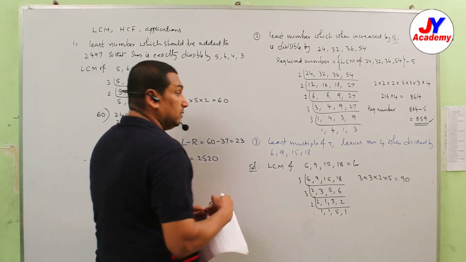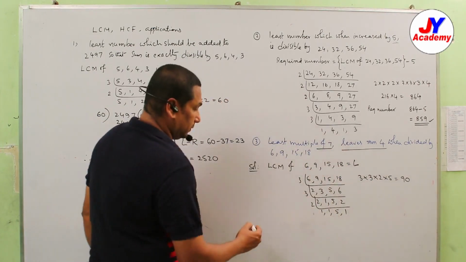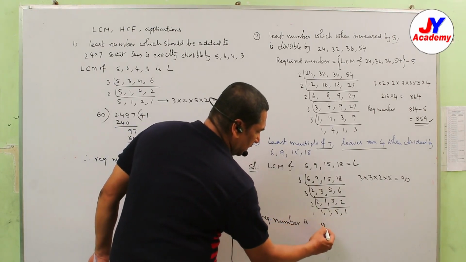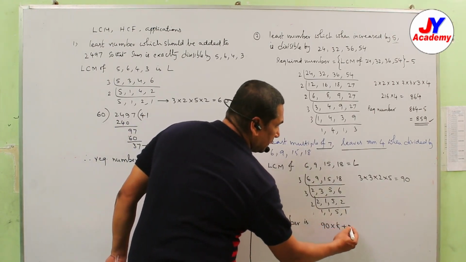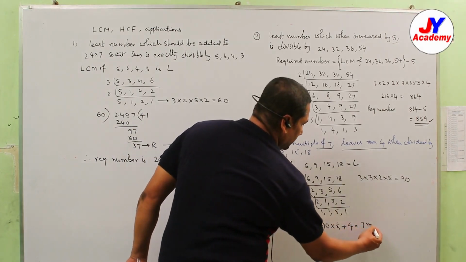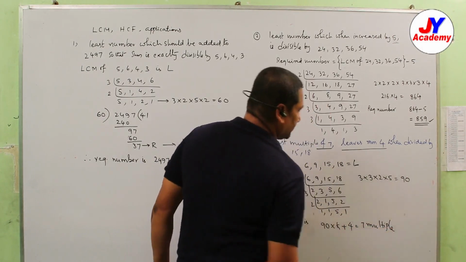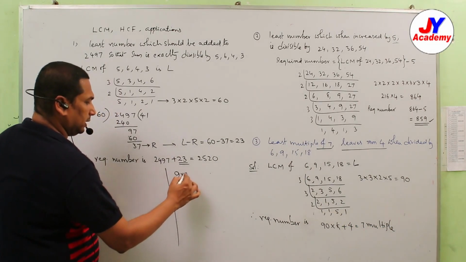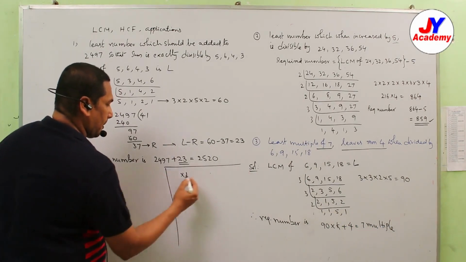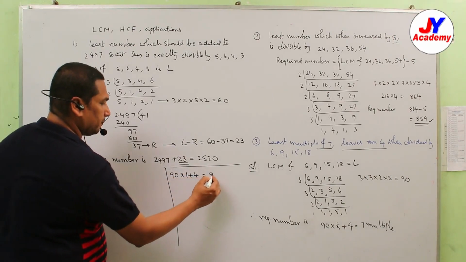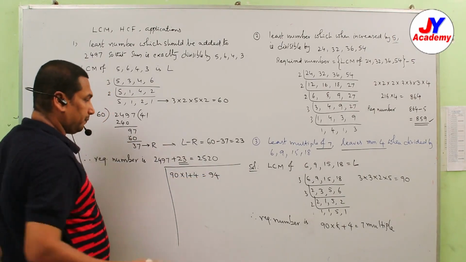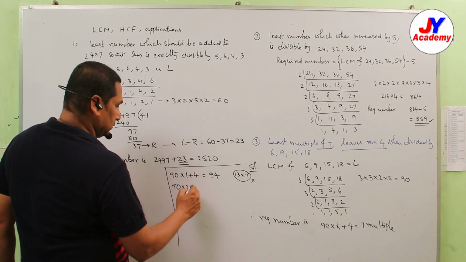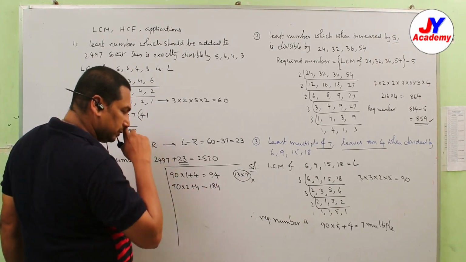But here it leaves remainder 4 and it should be a multiple of 7. So therefore the required number is 90 into k plus 4, which is a multiple of 7. So by verification only we can do it: 90 into 1 plus 4 is 94. Okay. 13 sevens are 91. 90 into 2 plus 4 is 184.